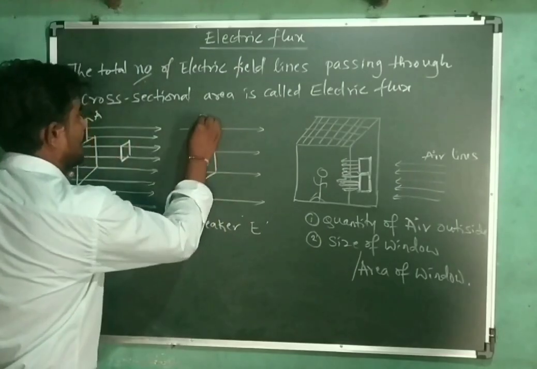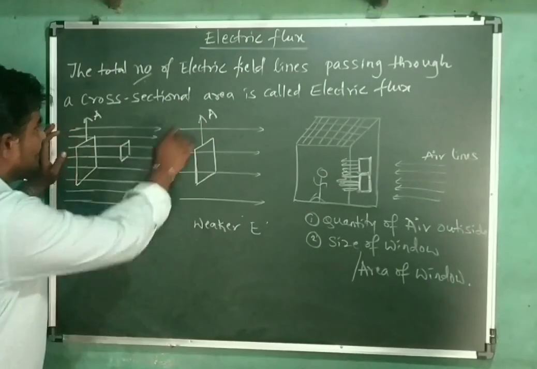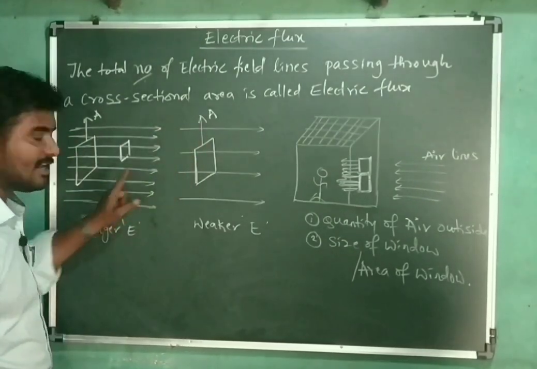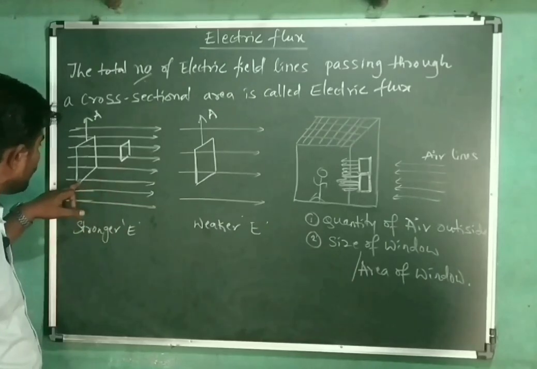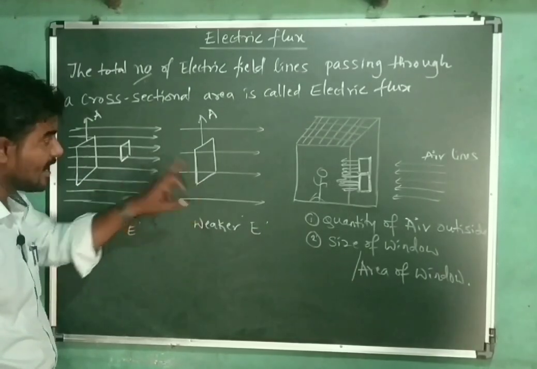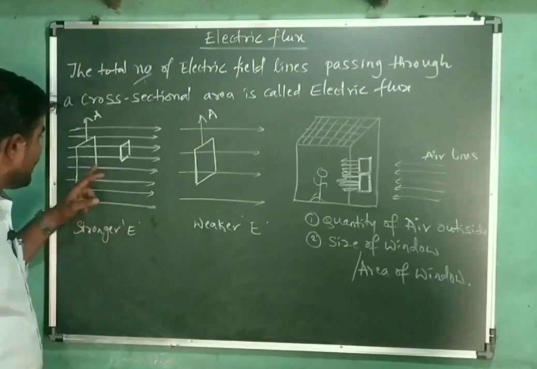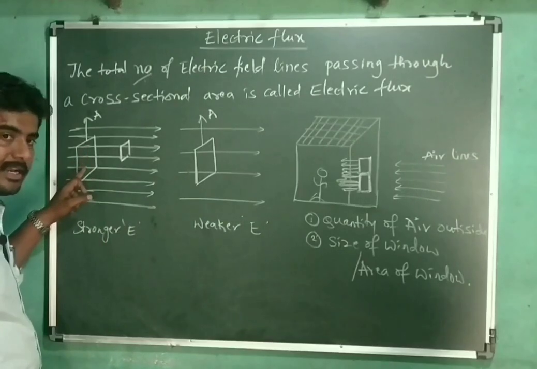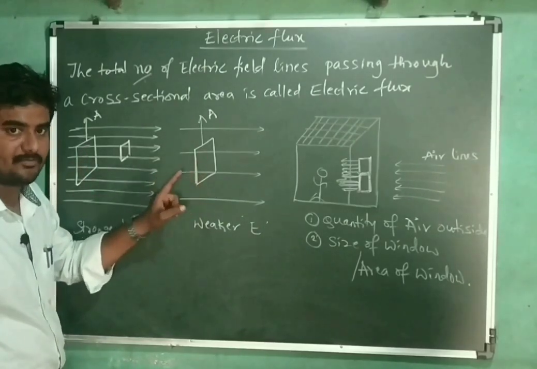This is also area A. Here area is same in both the cases, but electric field is different. It means the number of field lines linked with this area and the number of field lines linked with this area: area is same, but the linking of electric field lines is different. Here more electric field lines are linked. Here fewer electric field lines are linked. Okay, this is the first point.